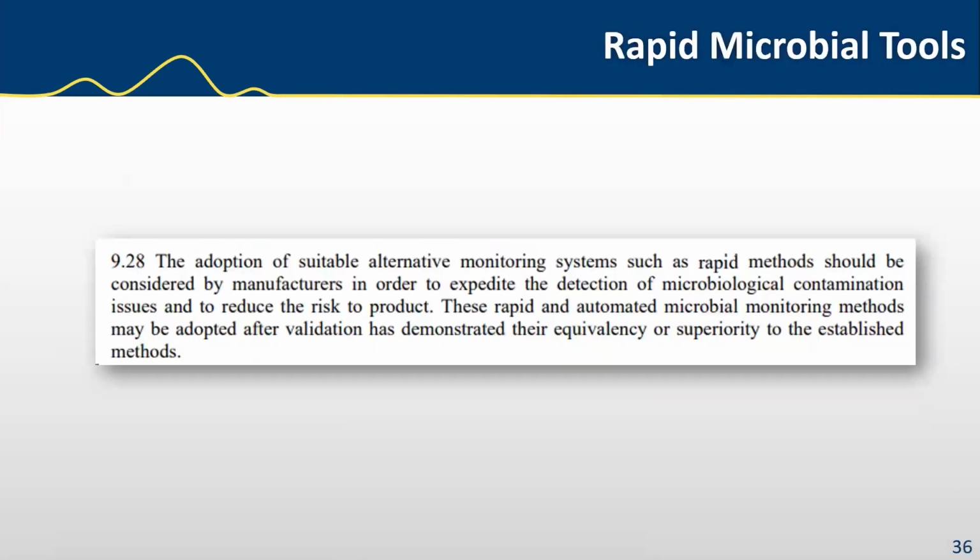There's also rapid microbial tools out there. And it does say in the Annex 1, the adoption of suitable alternative monitoring systems, such as rapid methods, should be considered by manufacturers in order to expedite the detection of microbial contamination. Now, there's two methods. There's the in situ active biological monitoring using biofluorescence technology with these particle counters that have sensors that can detect biofluorescence from the particles that will have microorganisms.